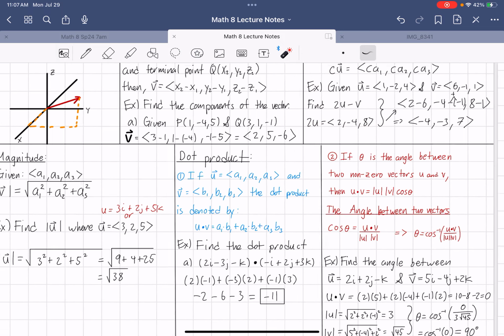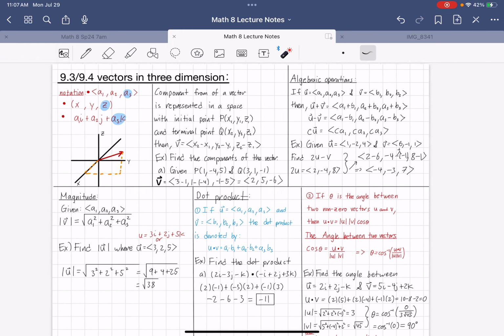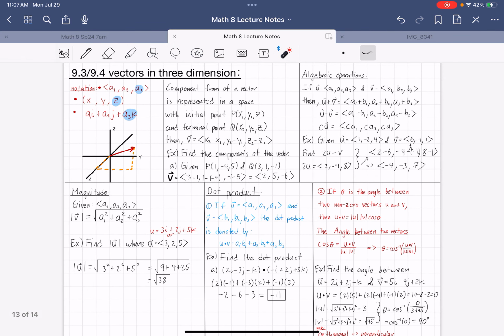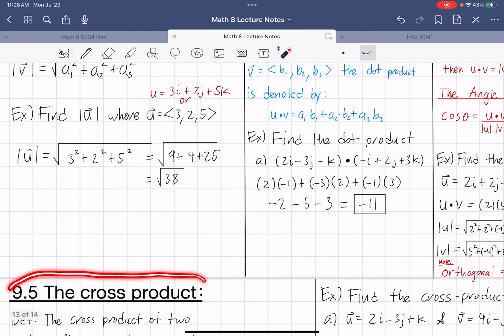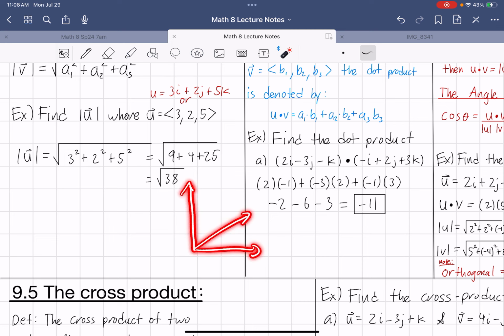But that's pretty much what I'm going to look at for 9.3 and 9.4, being able to do all the same things we did before, but just adding that extra z component. And for the next video, since we're leaving off with this idea of being orthogonal or perpendicular, in 9.5 we'll talk about the cross product, that given our two vectors, finds a third vector that's perpendicular to each vector in question. So we'll discuss that in the next video.